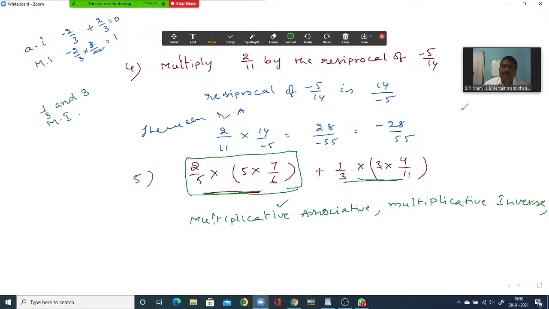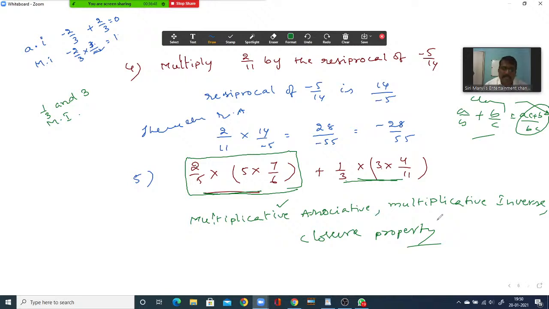So a by b and b by c are 2 rational numbers. Then a by b plus b by c is ac plus b square by bc. This is also a rational number. This is also closure property. We use closure property also. This is how you should write the answers. So first we use multiplicative associative, multiplicative inverse, and multiplicative identity.